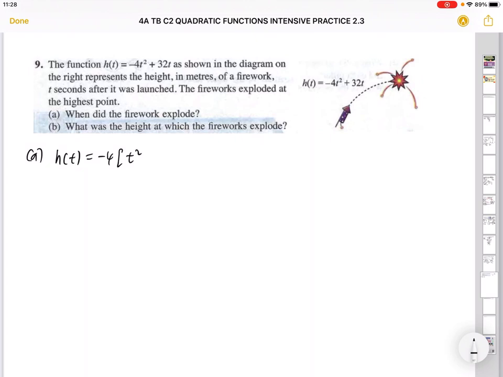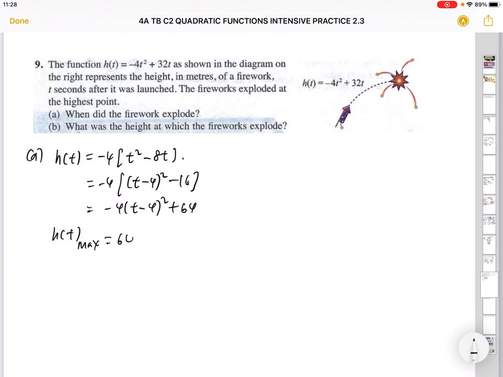So we can take half of 8, which is 4, square it, which is 16, and then you subtract it. Multiply the negative 4 inside, so it's 64. So when did it explode? We know it has a maximum point of 64. We know it's a maximum because your A is less than 0. And that happens when the term inside the bracket is 0, t is 4. So it explodes after 4 seconds, because the unit is in seconds.